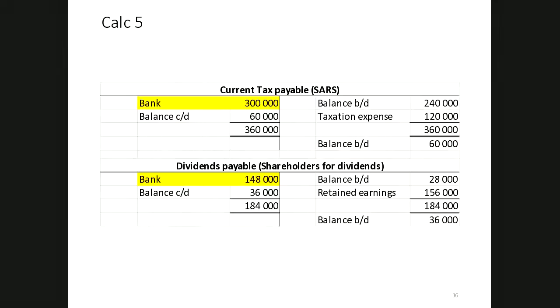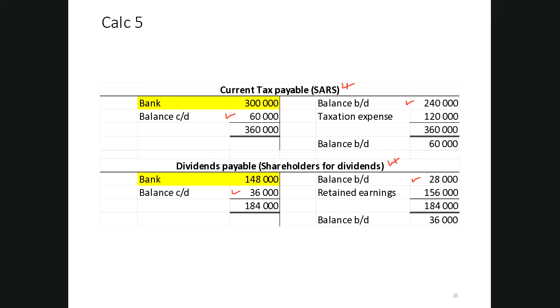So you will remember I showed you just now that the current tax payable account is showing under current liabilities. It had an opening and closing balance, and the dividends payable account also had an opening and closing balance that was given to us. So this is the amount of money that we owe to SARS for tax, and this is the amount of money we owe to shareholders for dividends.